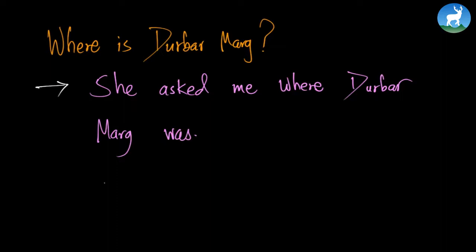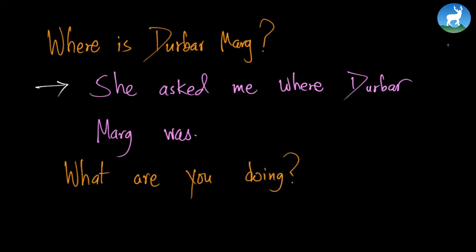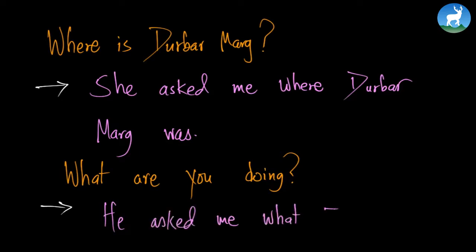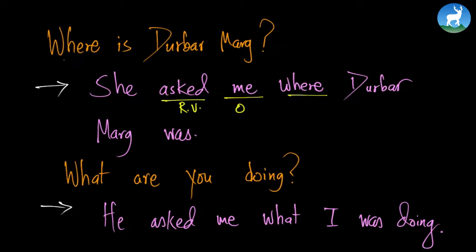Let me write another example. What are you doing? Assuming the speaker to be a male, I am writing he. He asked me what I was doing. Pretty easy, right? Now, let's see the changes. Where is Darbar Marg? She asked, reporting verb, me, object. Where is not changed.